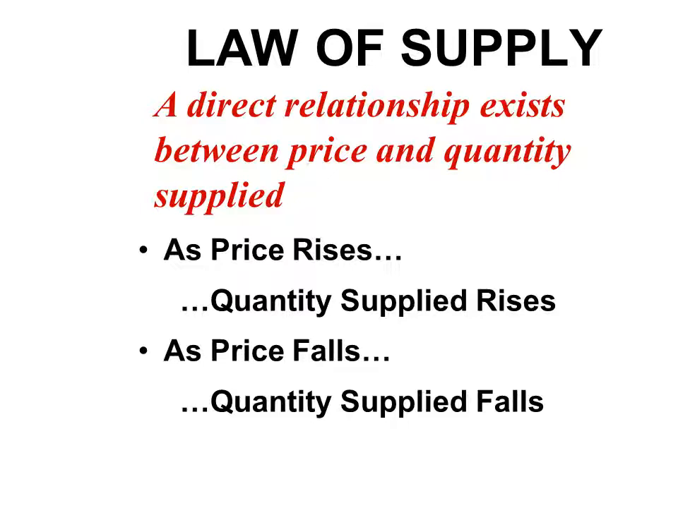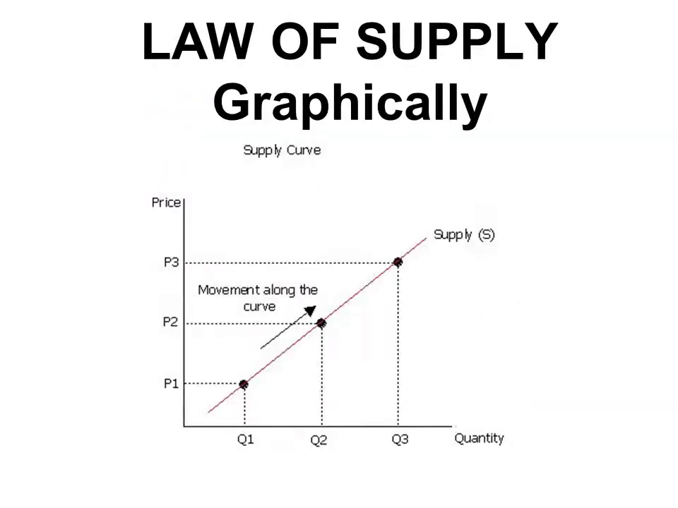Producers are only willing and able to take on those costs if the price of the product they are selling rises. And likewise, if prices fall, they're going to look to cut those costs. So that explains pretty much the reason why there is this law of supply, a direct relationship between price and quantity supplied. So here we have the law of supply graphically.